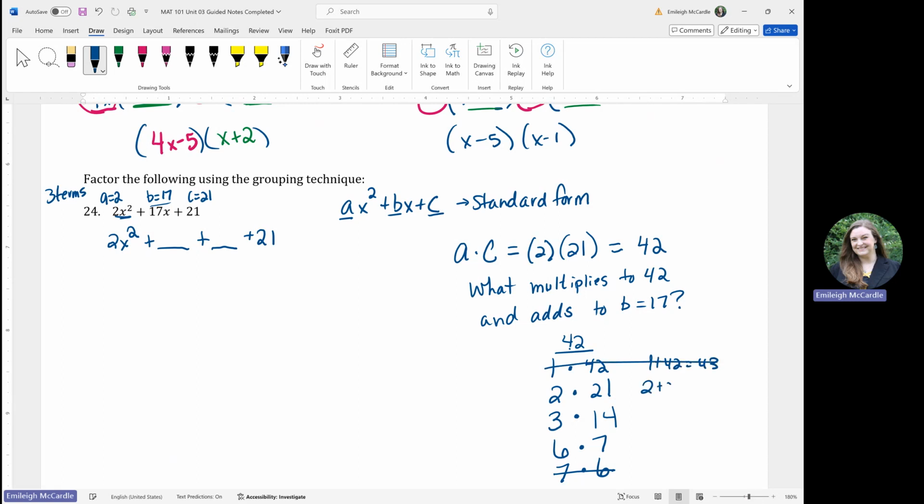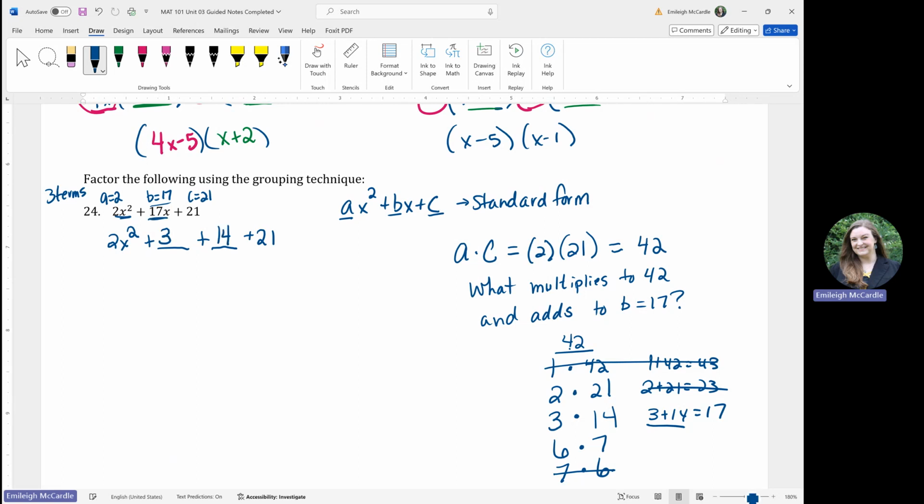If I add these, I get 23. That's not going to work. If I add these, I get 17. So the numbers that I need are 3 specifically, 3 and 14. So let's go back up here to our problem. Now that we figured out that 3 and 14 will give us 17 when added and multiplied give us 42. Go back up to our problem. We were going to put 3 and 14 here.